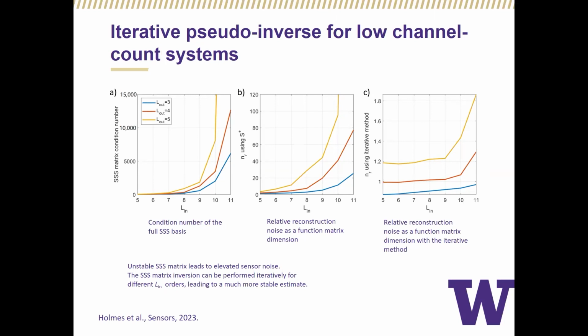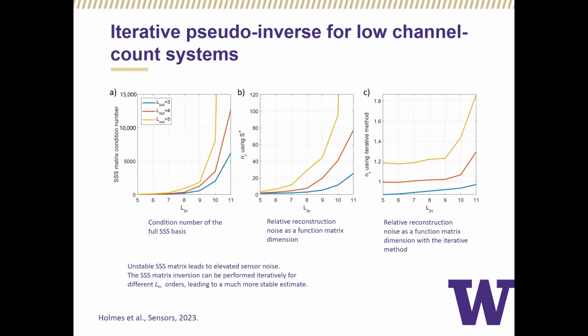So we do the inverse first for those, then we subtract them, and then we go to the higher order and have a very stable matrix there and go on like that. And this really helps a lot. So in this case, it was a 192 channel system.